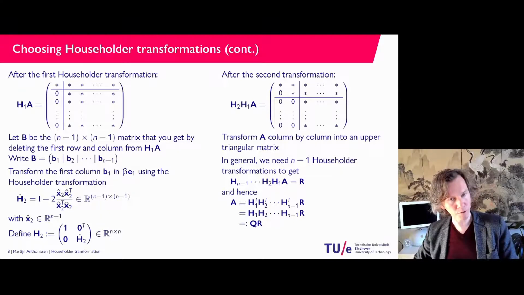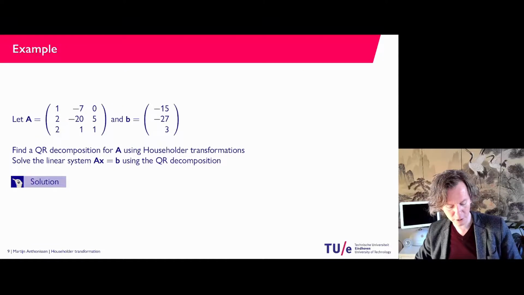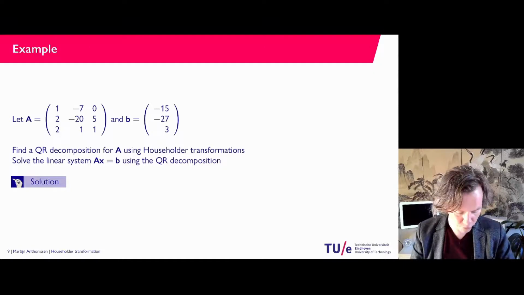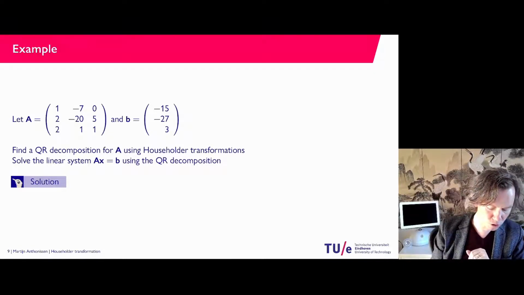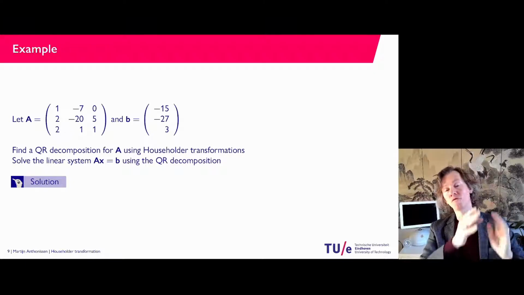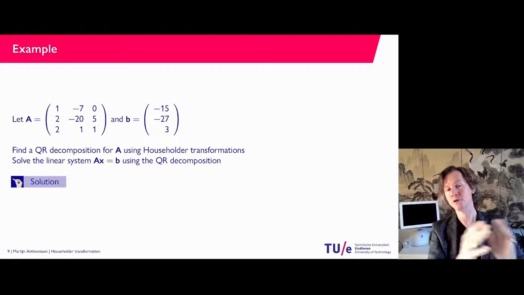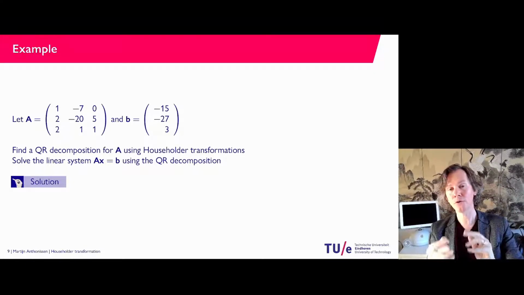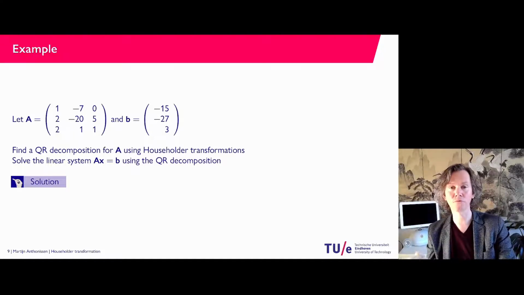I'm going to do a numerical example now to help you understand how this works. So I'm going to look at a 3 by 3 matrix, and I am going to solve a linear system. So I'm going to solve the system Ax = b, where b is this vector, and I will do that using the QR decomposition. So first use Householder to find the QR decomposition, and then use the QR decomposition to solve the linear system.